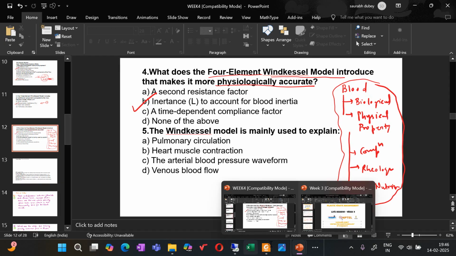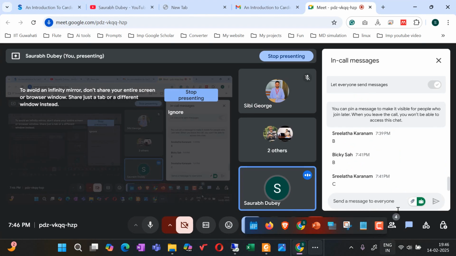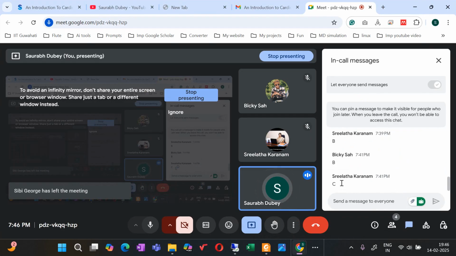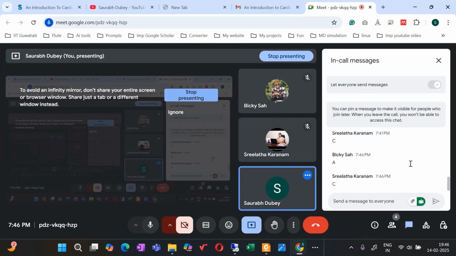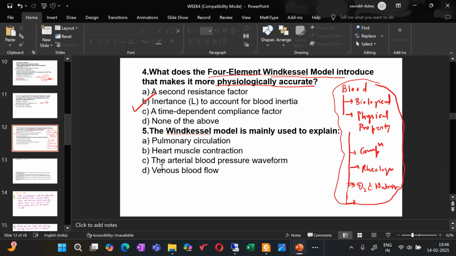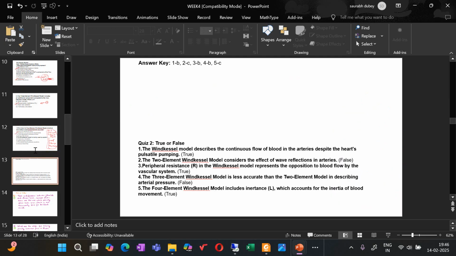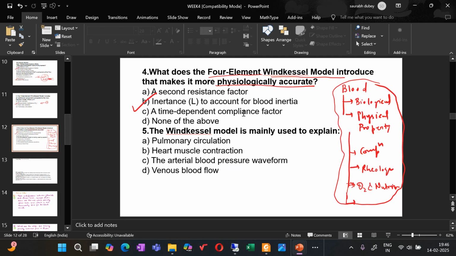For the fifth question, if somebody attempted it, let me just see. Fifth question, nobody yet. This Windkessel model is mainly used to explain: heart muscle contraction, pulmonary circulation, the arterial blood pressure waveform, or venous blood flow. You are saying C is correct. So the arterial blood pressure waveform is the correct answer. C is correct, right?